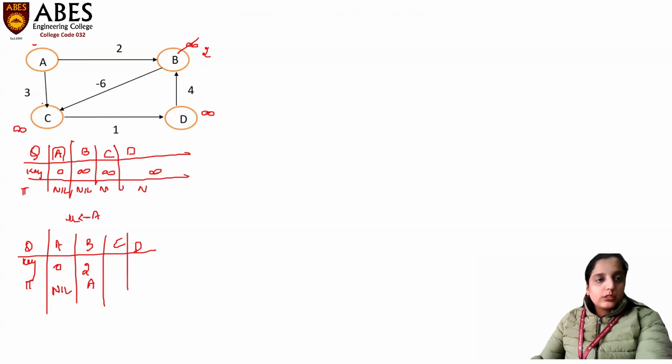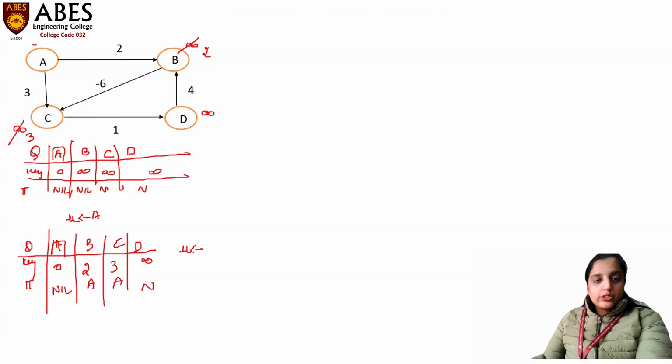Then from A, we can go to C. 0 plus 3 is 3. 3 is less than infinity. So we can write 3 and parent is A. We cannot go from A to D, so we have to copy it from the previous matrix only. And we have already visited A. Now the next minimum node is B.